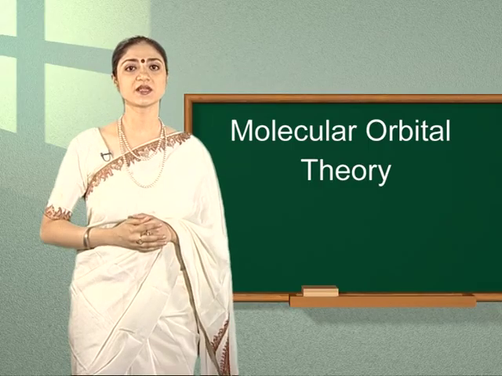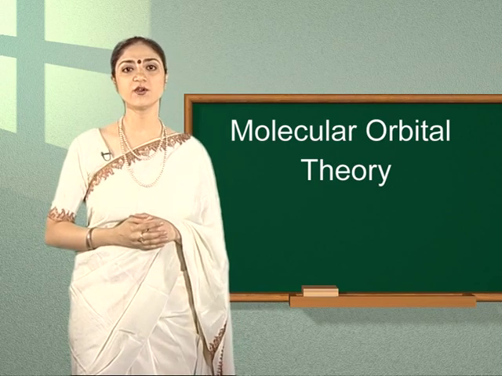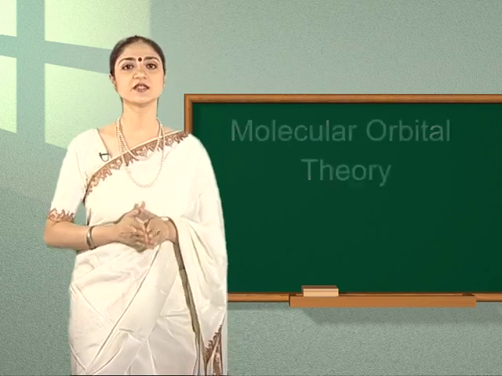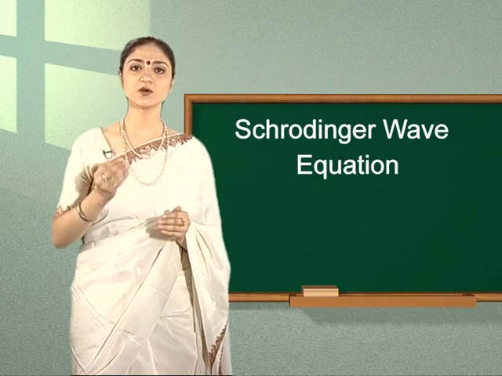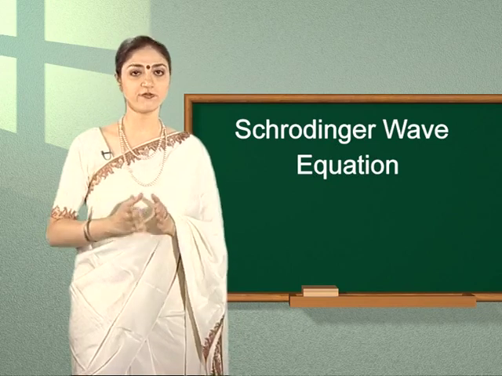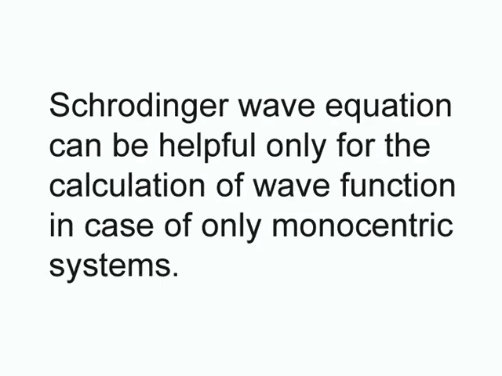But I know, students, a question can arise in your mind. How can we obtain value of the wave function? Well done, students. We have studied about Schrödinger wave equation. We can calculate values of wave functions with the help of it. But Schrödinger wave equation can be helpful only for the calculation of wave function in case of only monocentric systems.